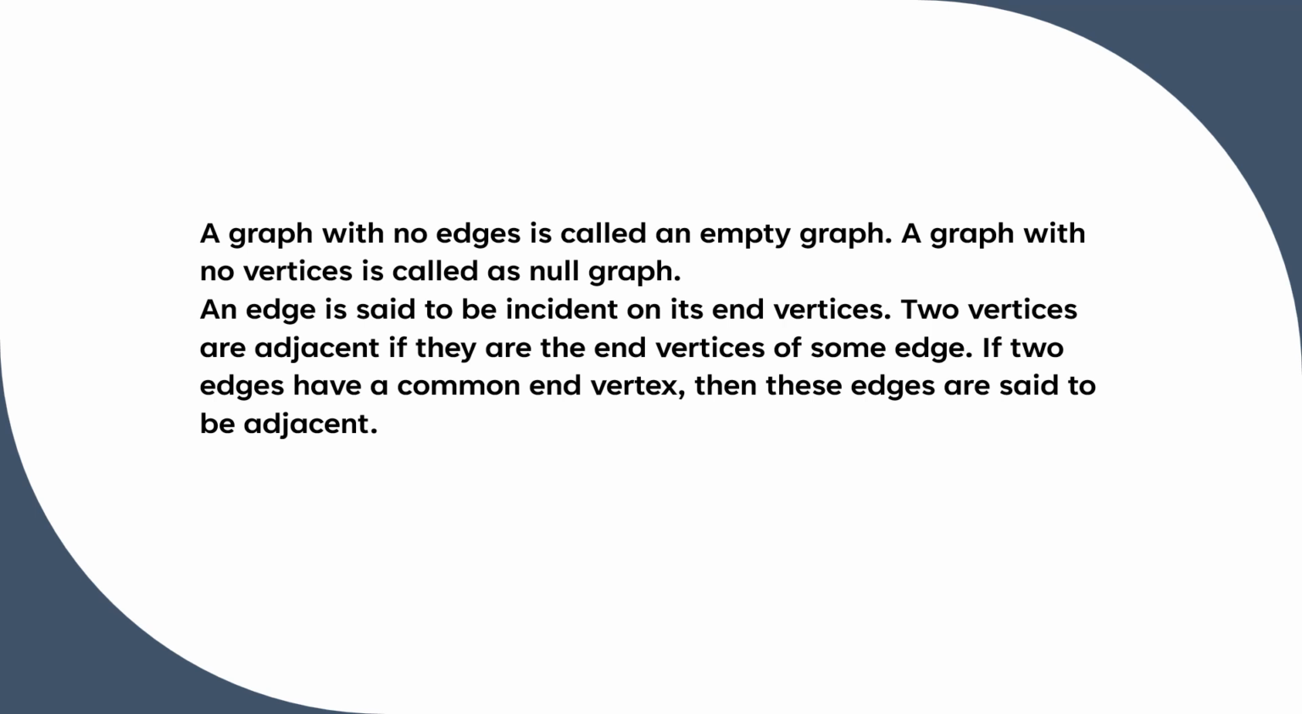An edge is said to be incident on its end vertices. Two vertices are adjacent if they are the end vertices of some edge. And if two edges have a common end vertex, then these edges are said to be adjacent.